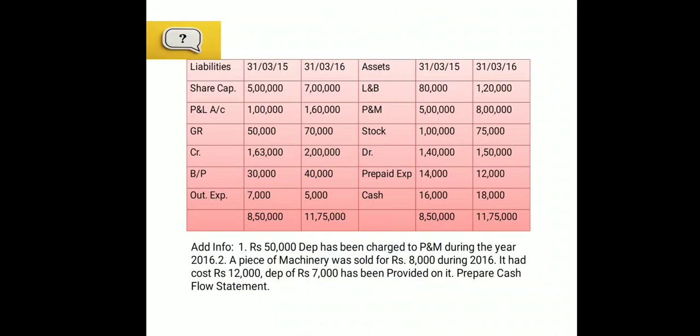Okay, I hope you understood. So now here just check out with the creditors. What's it saying? Creditors in 2015 value is 1,63,000 and now in 2016 the value is 2 lakh. Okay, so creditor is what? Creditor is your current liability. Fine. And current liability, increase in current liability we need to add.